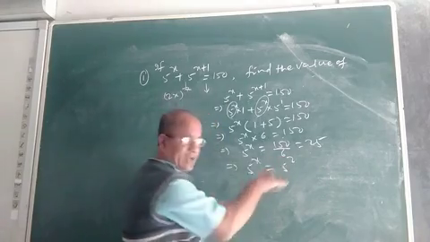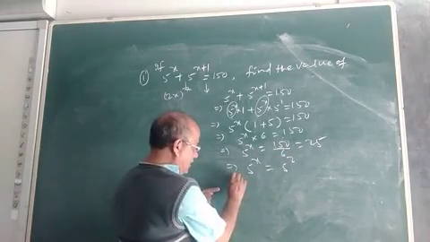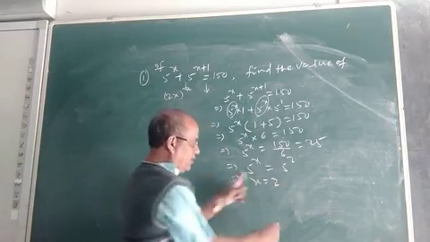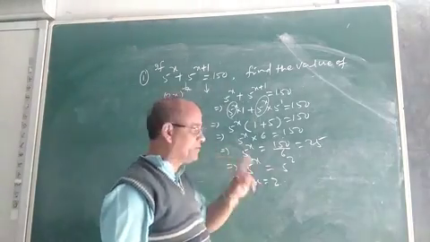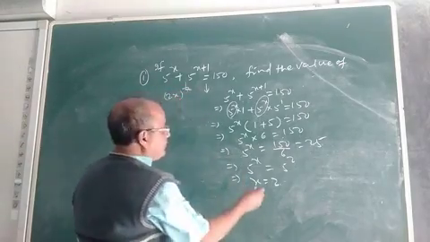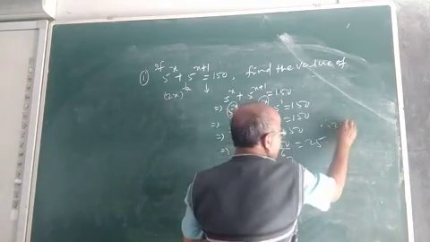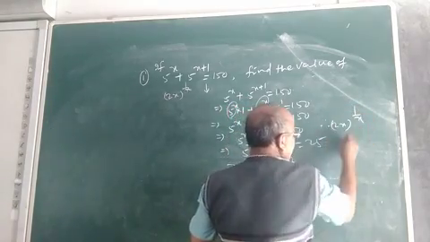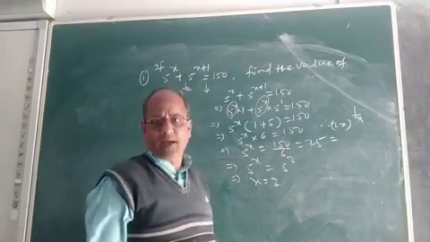Their exponents will automatically become equal. So x will be equal to 2, as the base is the same on both sides. Now we have the value of x, so we can easily find the value of 2x to the power 1 by x.